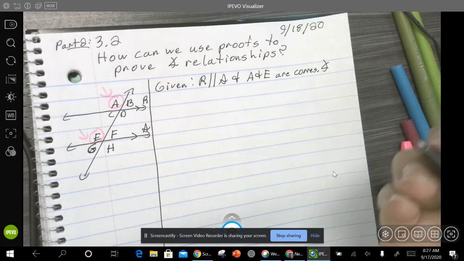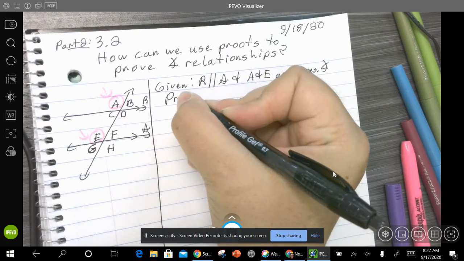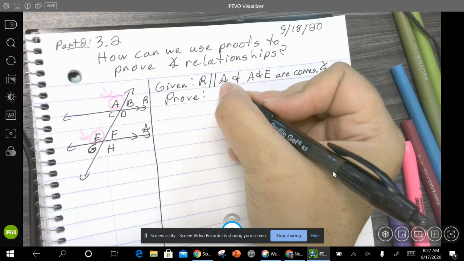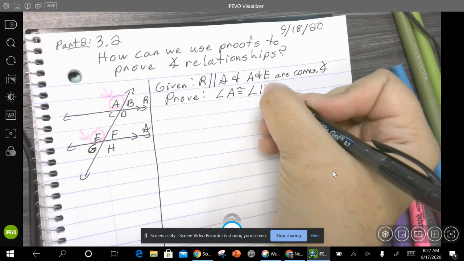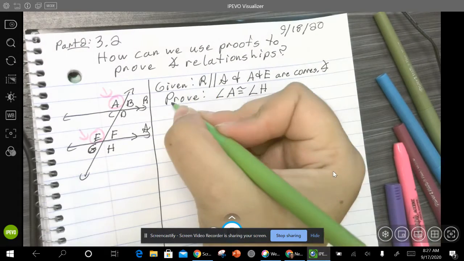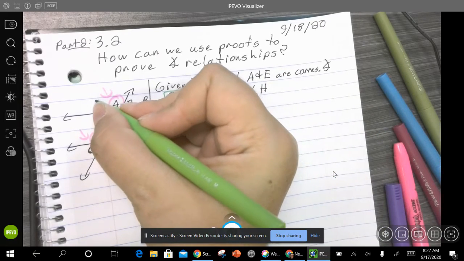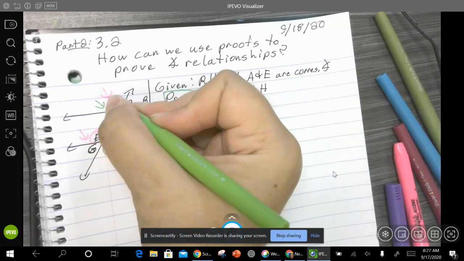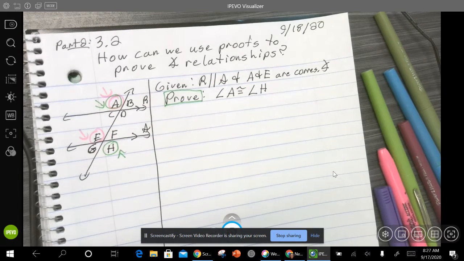Okay, so we're going to go ahead and we need to prove that angle A is congruent to angle H. Okay, so that's what we need to end up with. That's what we need to prove. Okay, so angle A is congruent to angle H. Okay, so that's what we need to end up with. Okay, so we're going to do that.